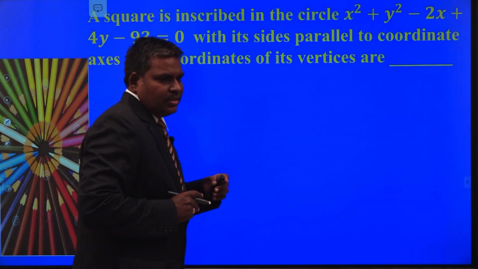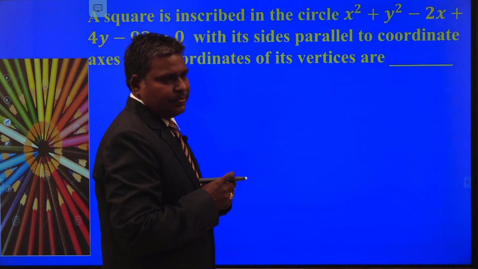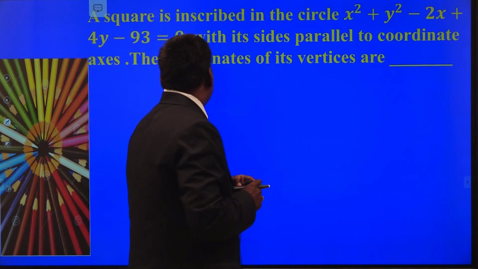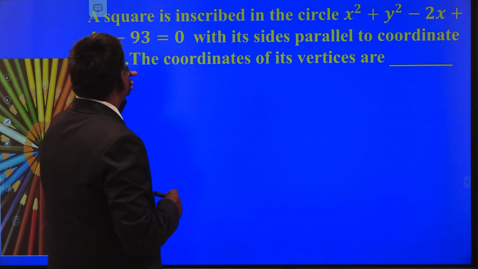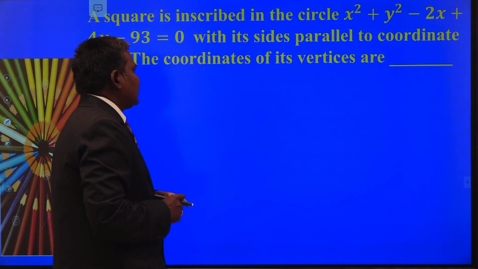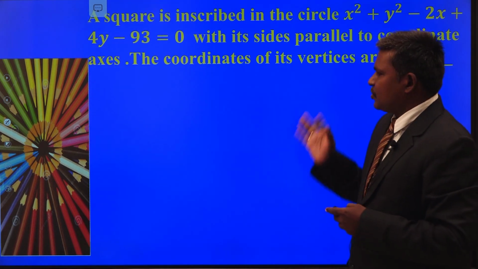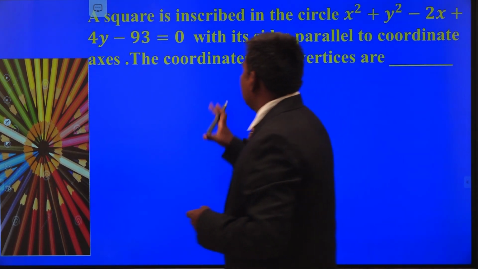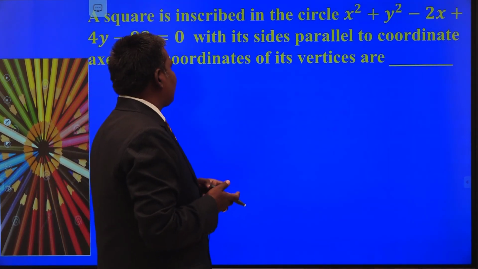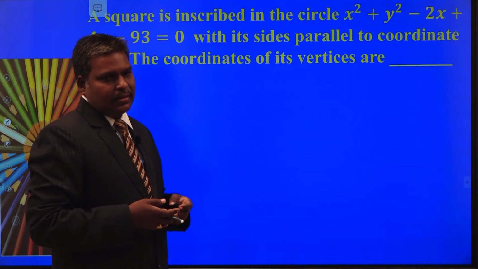Let us see one more thing related to the same concept. A square is inscribed in the circle x square plus y square minus 2x plus 4y minus 93 equal to 0, with its sides parallel to the coordinate axes. Then the coordinates of its vertices are dash. This is the problem related to the previous concept. Just as we discussed, one square is inscribed in the circle, two of its sides are parallel to the coordinate axes. You are going to find the coordinates of the vertices of the square, right?